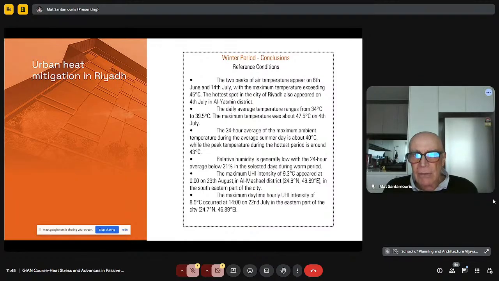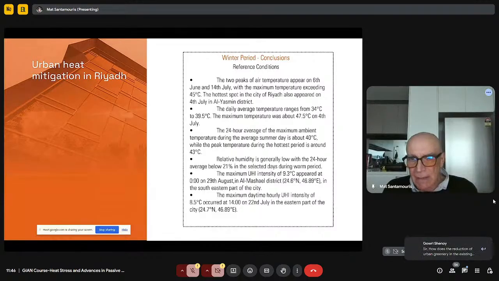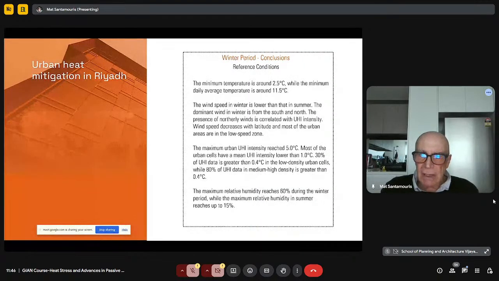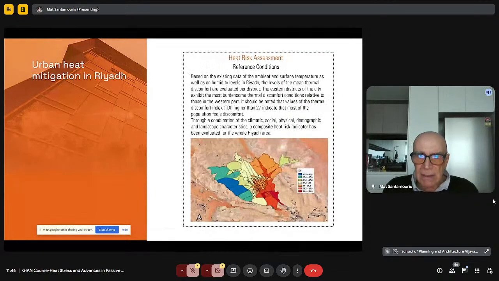During the winter period, we had two peaks of the air temperature that happened, not in June or July, but in January and July. And the temperature is quite pleasant, it's not so high. The urban heat island remains almost the same as during the summer period, with very similar characteristics. Humidity is also low. I will not insist so much on the winter characteristics. We can go later and discuss this.